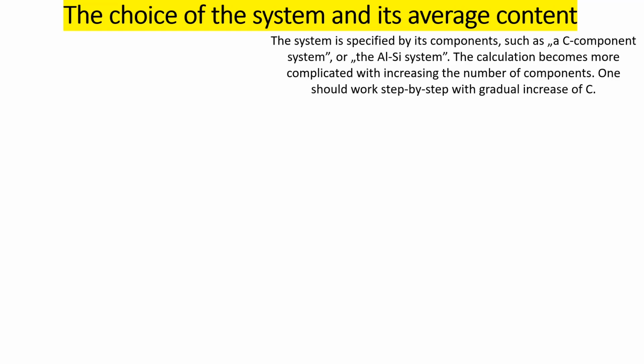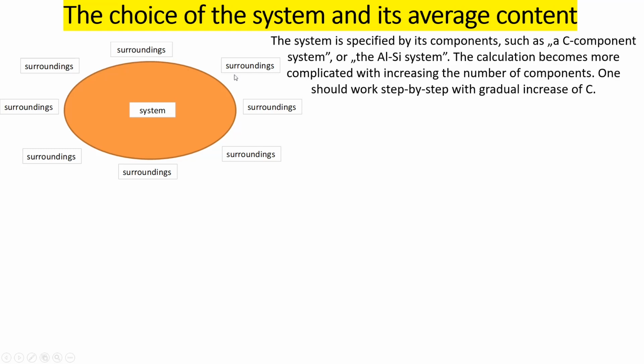And by the way, when you select the system, you can also select it or name it specifically. For example, you can call the system the aluminum silicon system, meaning it contains two components, specifically aluminum and silicon. On the other hand, the system can also be imagined as a three-dimensional part of the universe, which is separated from the surroundings. It's separated, of course, by some interface.